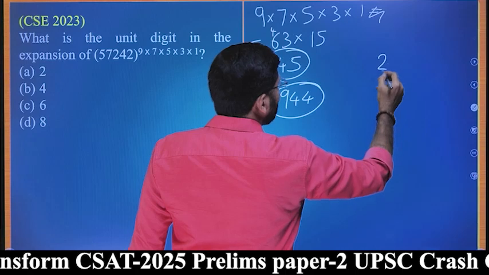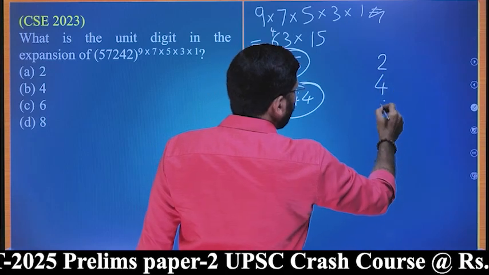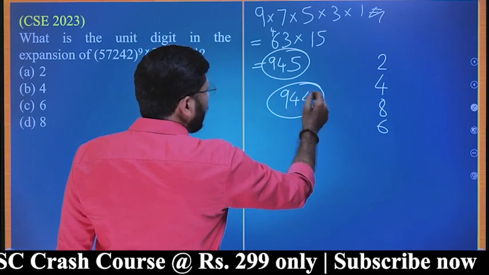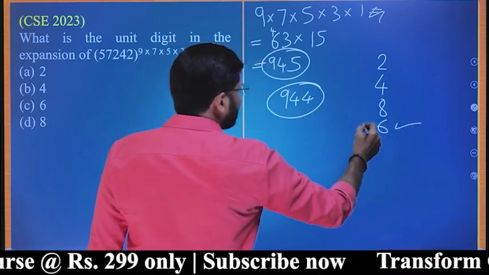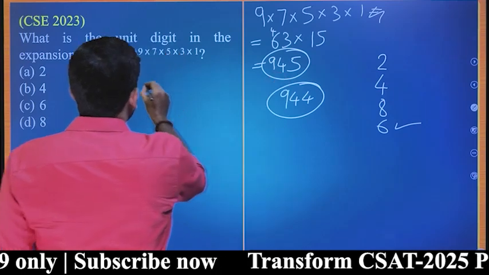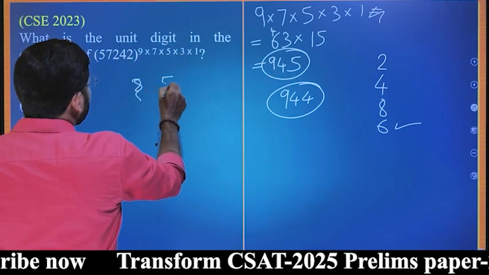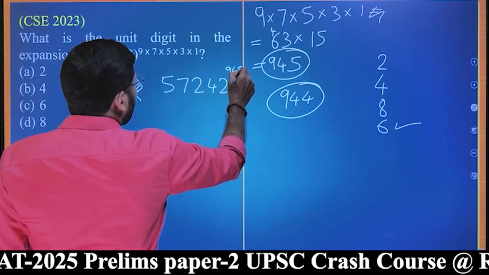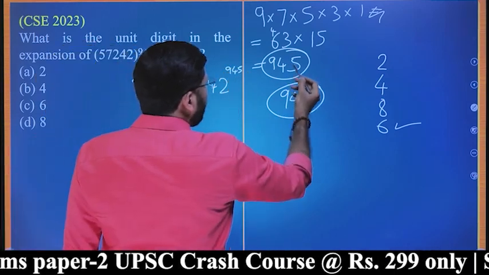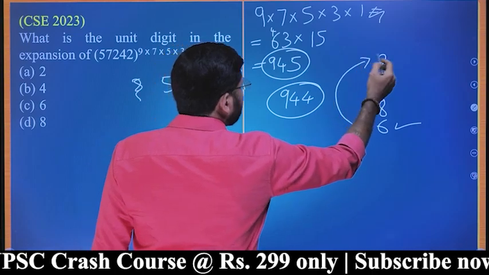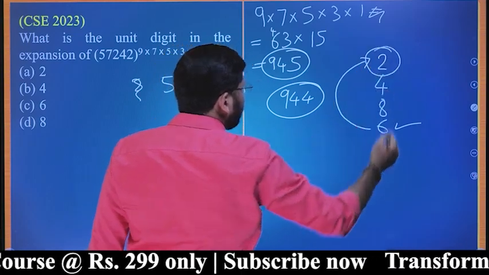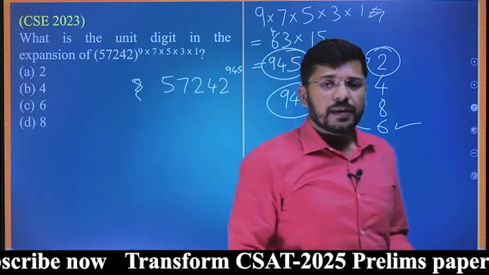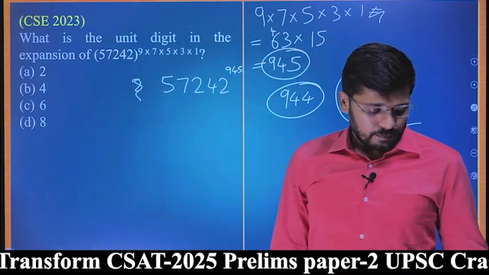So what is the cyclicity of 2? The cyclicity of 2 is 2, 4, 8, 6. So if the power were 944, then the last digit would have been 6. But here the power is 945. That is, this number is nothing but 57,242 raised to 945. Since there is 1 more after this, the cycle will repeat and you will get a 2. So the last digit of this entire expression would be option A.